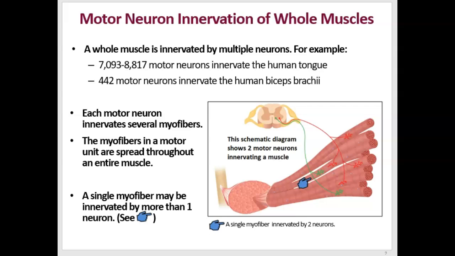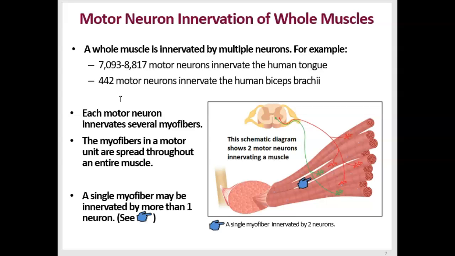So to start off, let's just consider the fact that whole muscles need to be stimulated by motor neurons. Motor neurons innervate muscle cells, and a whole muscle is innervated by multiple neurons. For example, there's an estimation of somewhere between 7,000 and 9,000 motor neurons in the human tongue. There are a lot of muscles in the human tongue, but nonetheless, that's a lot of motor neurons. And about 440 motor neurons innervate the human biceps brachii. So multiple motor neurons can stimulate a whole muscle.